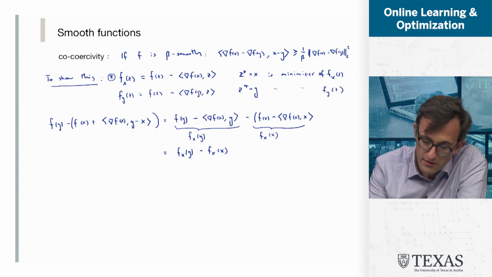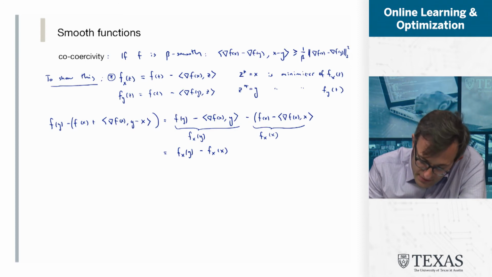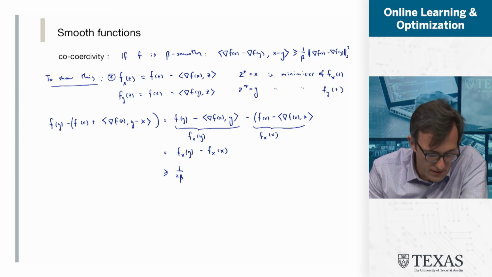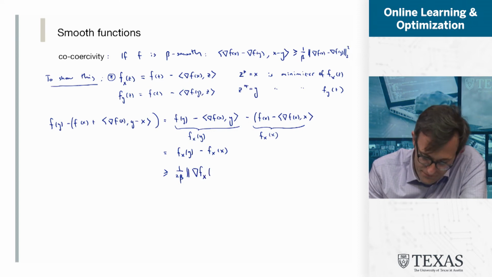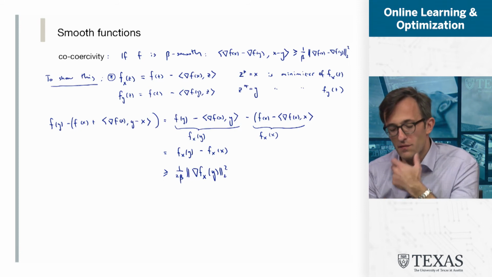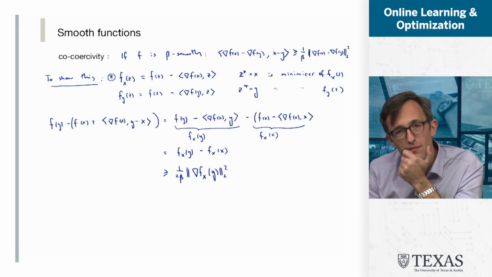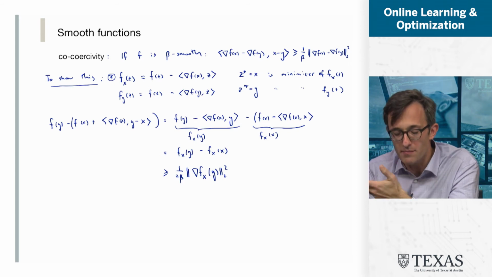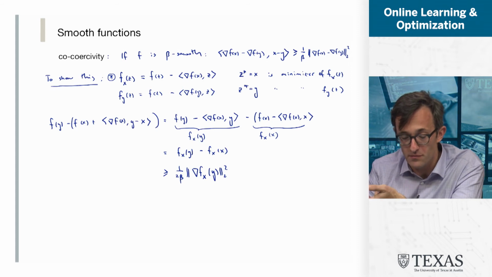So applying this exact same thing here, I find that this is greater than or equal to 1 over 2 beta times the gradient of f_x of y. Now you should think for yourself for a second, how did I apply this inequality? It's f that's beta smooth, and I need beta smoothness in order to make sure that this inequality holds. So it's f that's beta smooth.